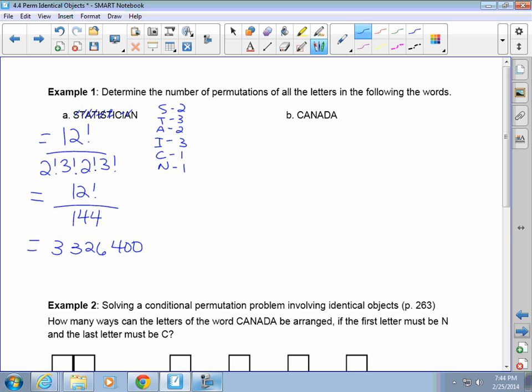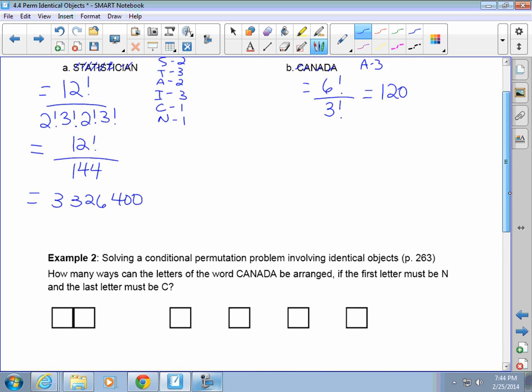All right, Canada. So Canada, we have 1 C, A's repeat 3 times, and nothing else repeats. So in total, we have 1, 2, 3, 4, 5, 6 letters, and that A is repeating 3 times. So that is 120 possible permutations.